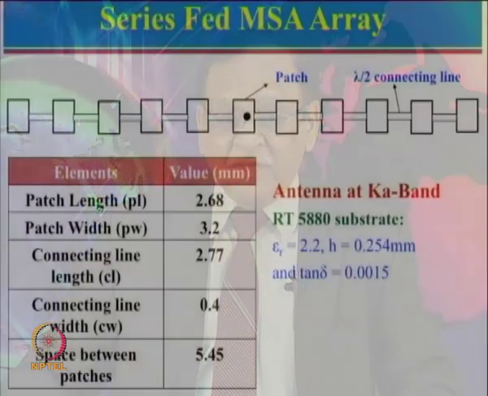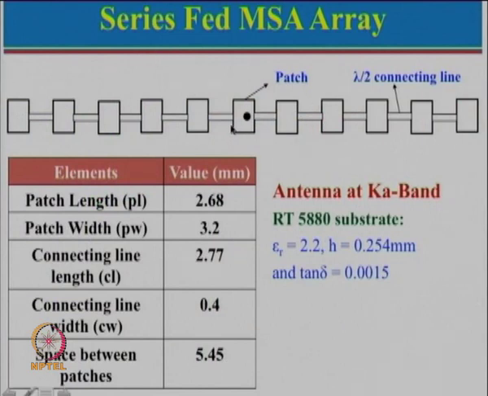In the last lecture we had seen the series feed microstrip antenna array, where a number of patches are connected with a lambda by 2 connecting length. The idea of this lambda by 2 connecting length is that the voltage distribution for a patch is minus plus, then this plus going through lambda by 2, which is a 180 degree phase shift, will give minus, then this will become plus, then this minus plus. That means all the patches will have a similar phase and they will radiate in the broadside direction.